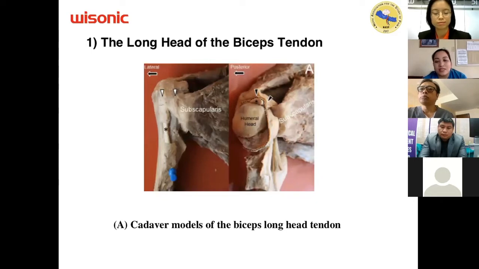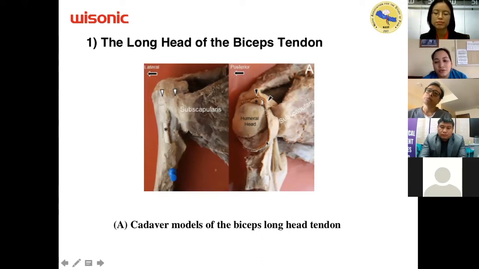Again, recapitulating the anatomy. This is the cadaveric model that's showing the biceps long head tendon. You see this is the subscapularis muscle on the medial side of the tendon. The subscapularis muscle tendon merges with the transverse humeral ligament. So the biceps tendon has a very close association with rotator cuff pathology, especially the subscapularis muscle. This is how the anatomical correlation is there.